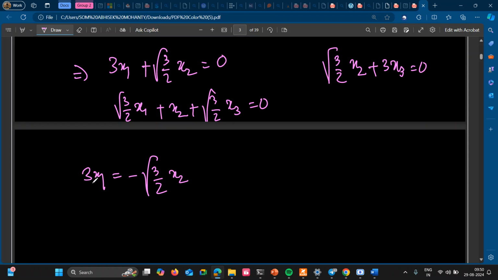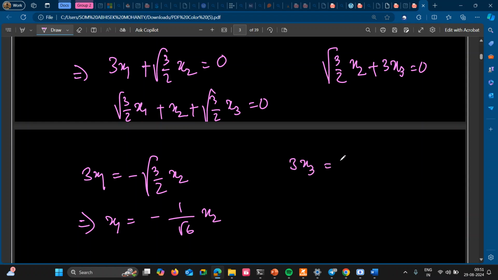I have to express it in a single term. So let me express everything in terms of x2. Okay. x1 is equal to what? Minus 1 by root 6 x2, because 3 comes down. Okay. Now x3. X3 should be what?